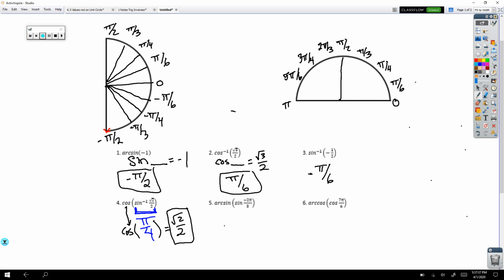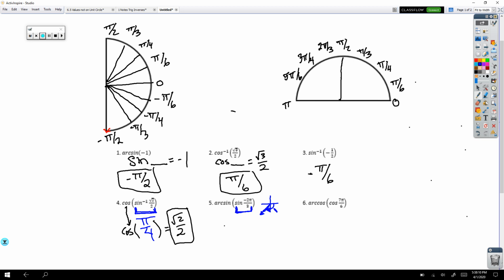We have the arcsine of the sine of negative 2 pi thirds. So when I look on the inside, this is just a normal trig function, so this is finding an exact value. So I'm going to use the entire unit circle for this. Negative 2 pi thirds, so that's clockwise rotation. And here would be negative pi over 3. Here would be negative 2 pi over 3.